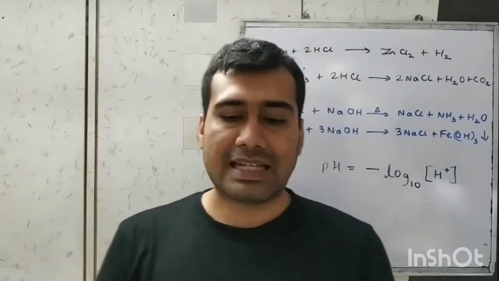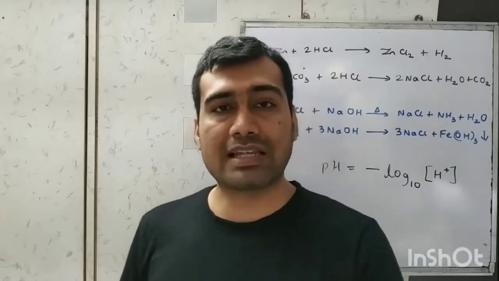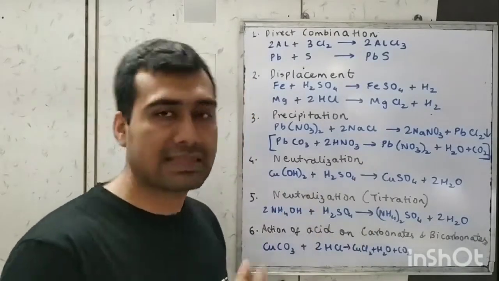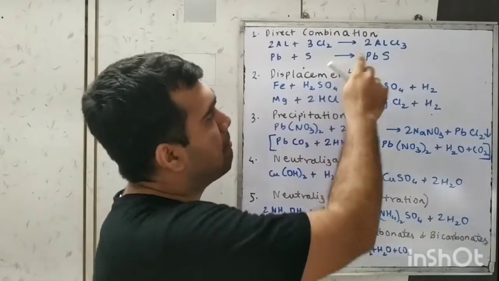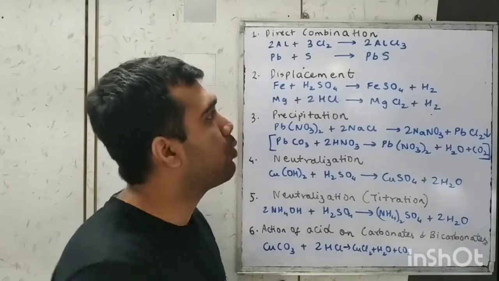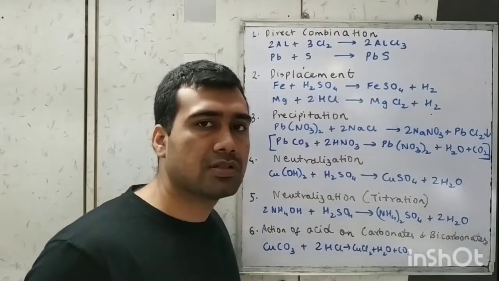And finally, let's study the general methods of the preparation of salts. There are totally 6 methods. Method 1 is direct combination, also called synthesis. It is used to produce binary salts, which are salts having only 2 elements, one metal and one non-metal. The salts produced here may be soluble or insoluble.